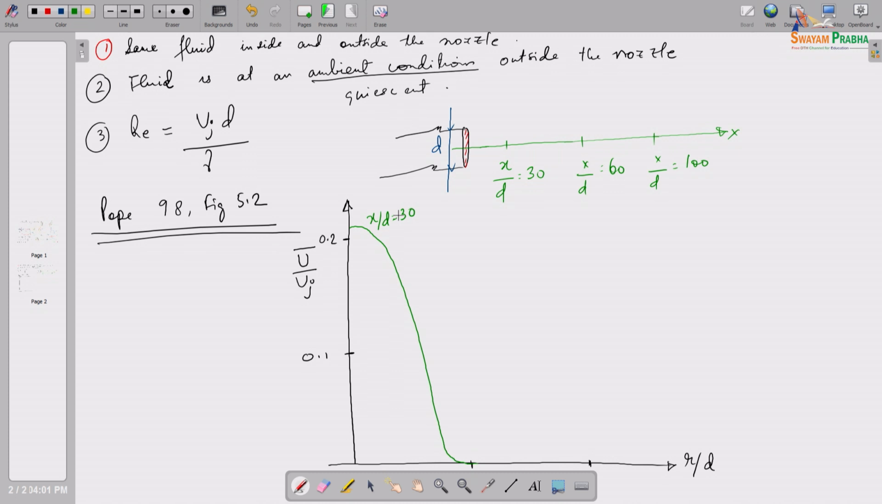Now, what do I see here? Before I draw the other 2 curves, I want to first decipher this. Let us say the maximum value that you see here. On the vertical axis, r is 0, which means that this is the center line, isn't it? Because here r is equal to 0. So, this is for x by d equal to 30.